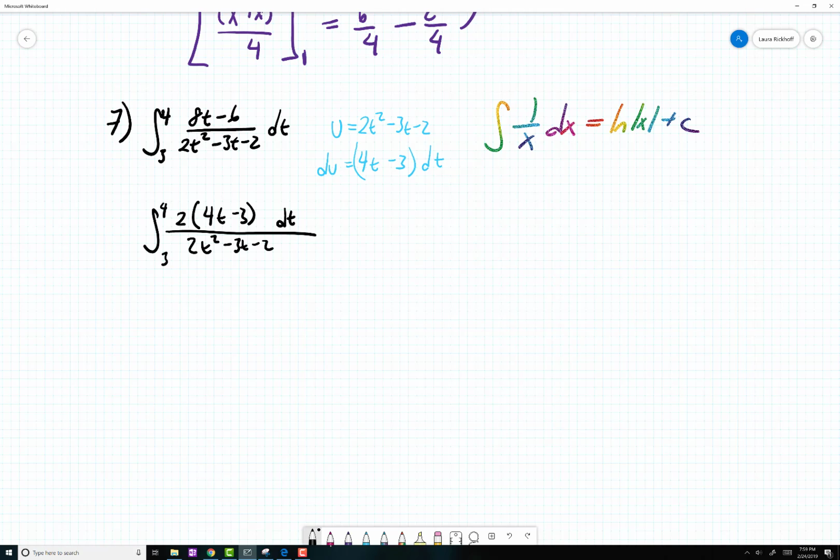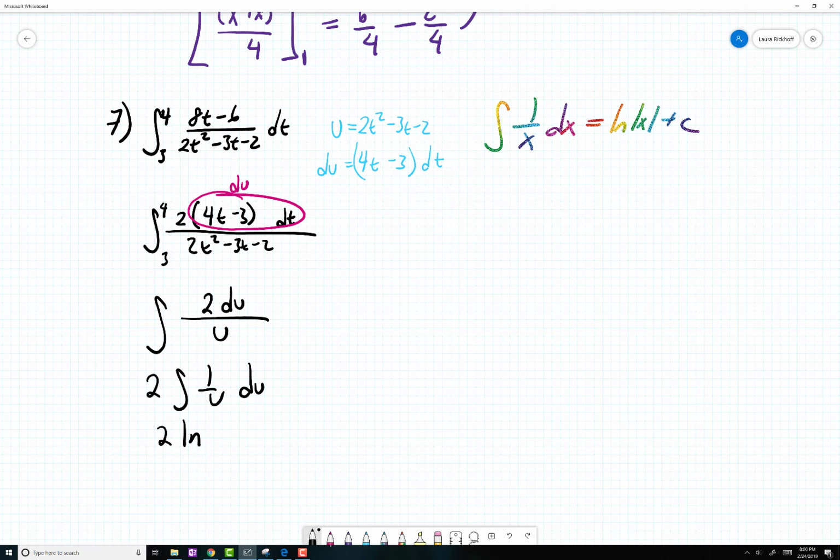So now when you go to rewrite, this entire 4t minus 3 dt comes out and gets replaced by a u. And so your integral in terms of u will be 2 du over, and then the whole bottom was what we rigged to be u. So you can pull the 2 out if you'd like to make it look more familiar. And then there's what you were going for.